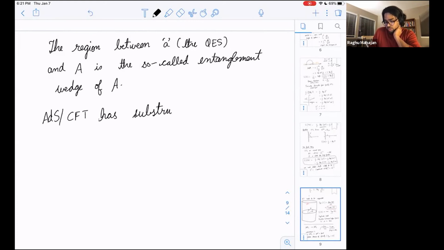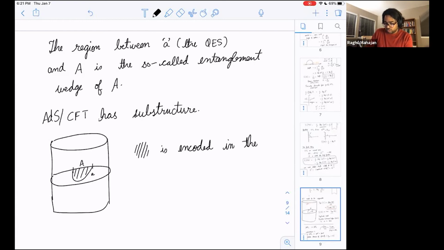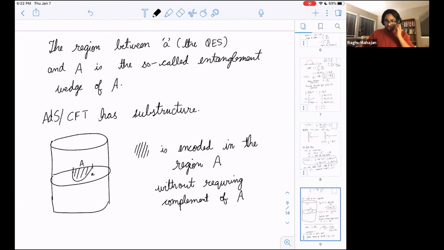It's not just that the full boundary is dual to the full bulk, but that subregions of the boundary are dual to subregions of the bulk. So again, I draw this many, many times, but we have capital A, we have found our QES, little a. This shaded region is encoded. By encoded, I mean any operation that you might want to do completely localized in the shaded region in the bulk, you can do that on the boundary in the region capital A without requiring access to the complement of A. So you see that's the substructure of AdS-CFT.